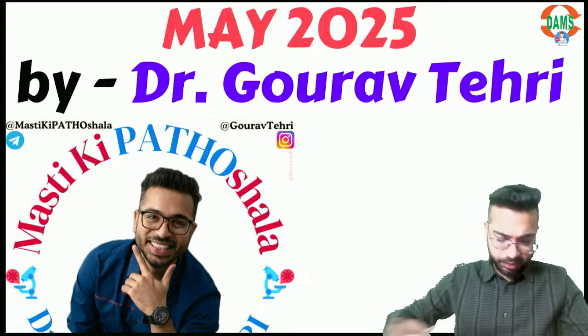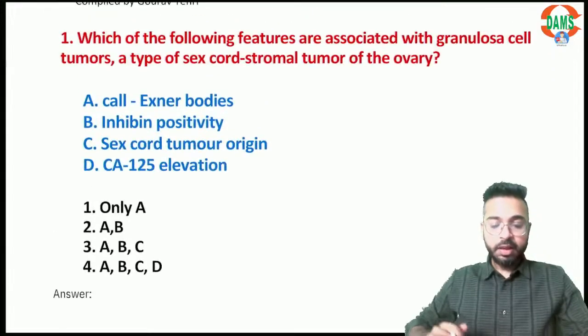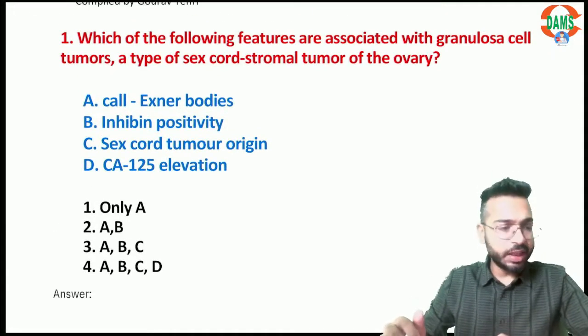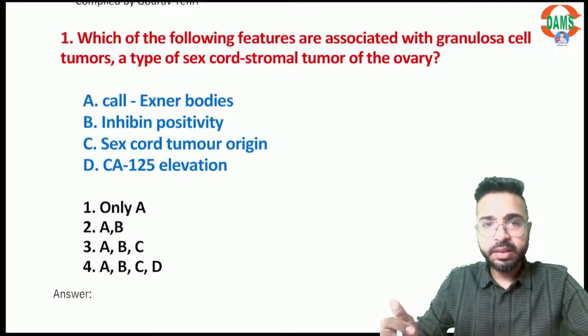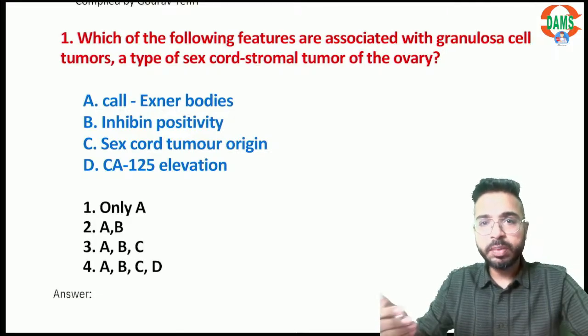We'll start the session. First question: which of the following features are associated with granulosa cell tumor ovary, a type of sex cord stromal tumor?